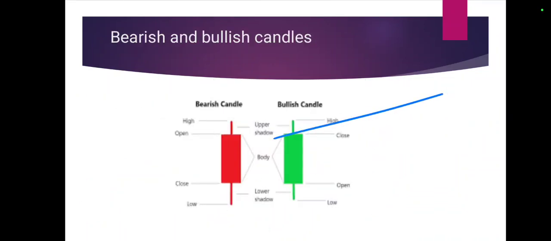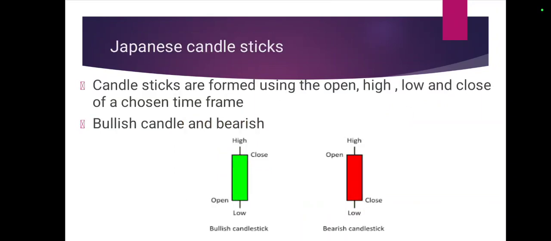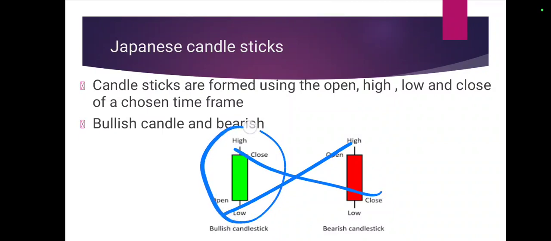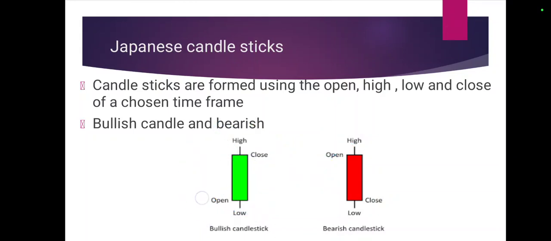So this is what it means. A bullish candle is a candle that opens below and closes above. It simply means that within this period, the market went up, because it opened here and then closed above. That is a bullish candle.